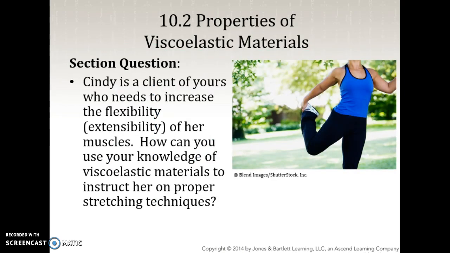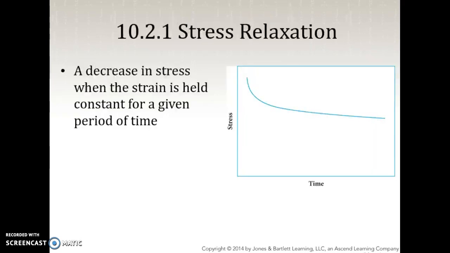So our question as we move on is, Cindy is a client of yours who needs to increase her flexibility, so we're going to start talking about some principles of muscle and flexibility. How can you use your knowledge of viscoelastic materials to instruct her on proper stretching techniques? What we end up seeing is that the longer you hold a stretch, there's a decrease in stress when the strain is held constant for a given period of time. So it's time dependent.